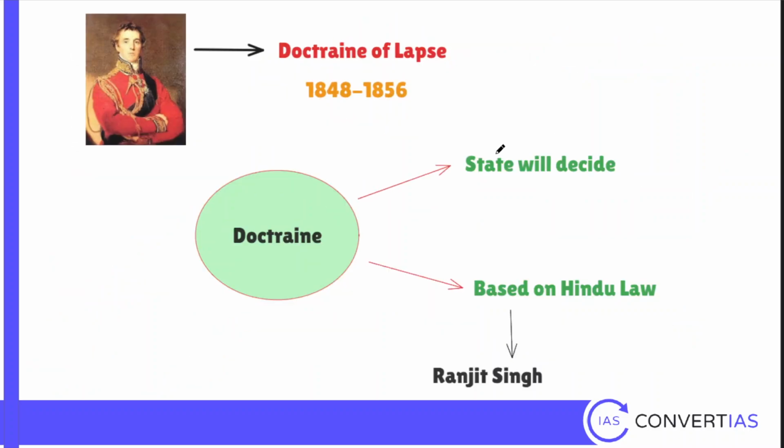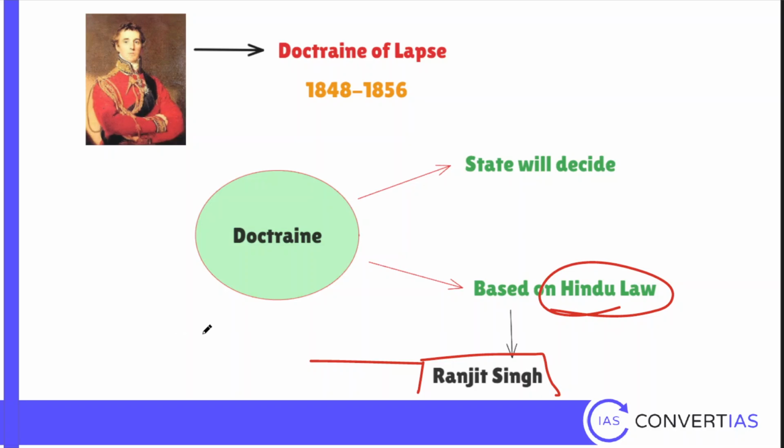Now the British said that this is one thing that is based on Hindu law. And they invoked Ranjit Singh because Ranjit Singh did this. They said that as per Hindu law, if you don't have a male son who's a biological son to inherit your property, you cannot pass on the state to him. Kings like Ranjit Singh did this before. Now, interestingly, you can see the same principle being applied in post-independence India as well.